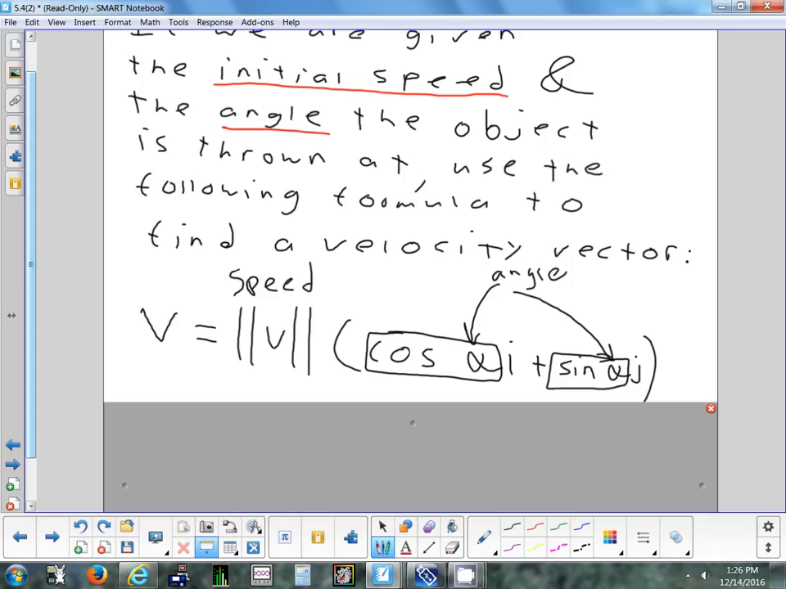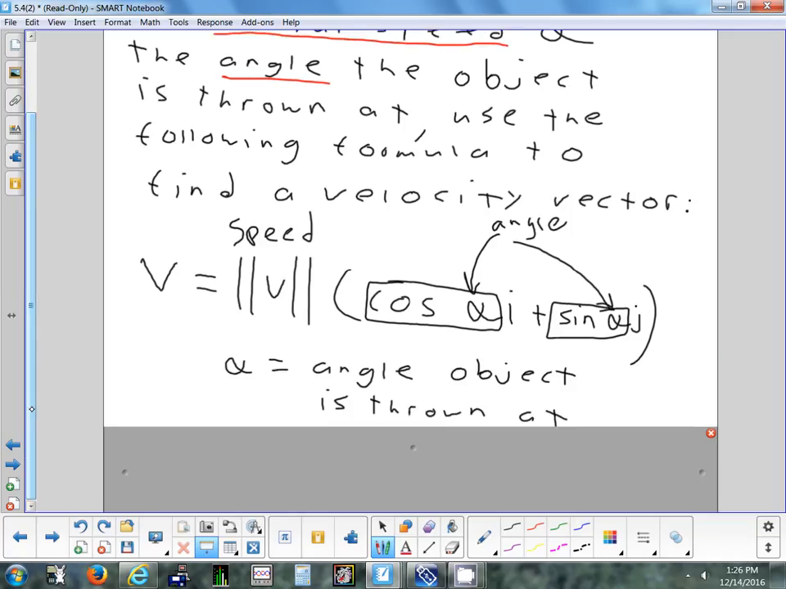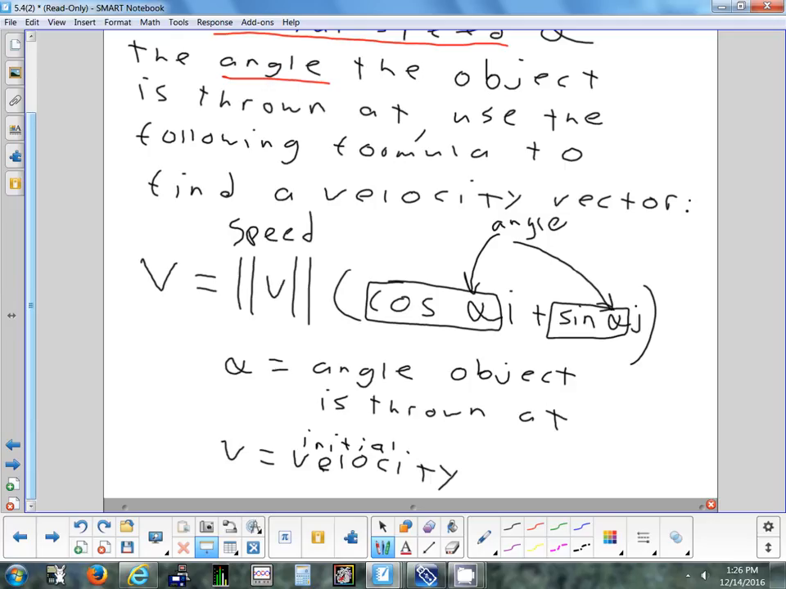Again, this is called a velocity vector. Okay, and if you just labeled the way I did up above, you don't really need to write what's below. It's the same thing. Magnitude of the vector, that's your speed, your velocity. Alpha is your angle.